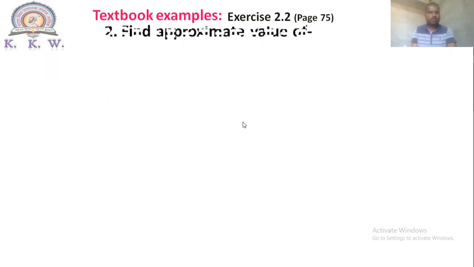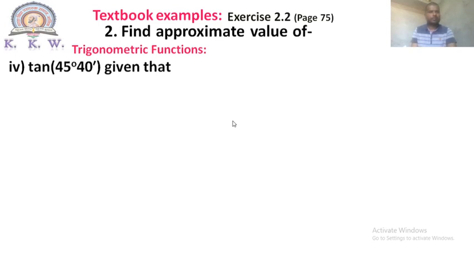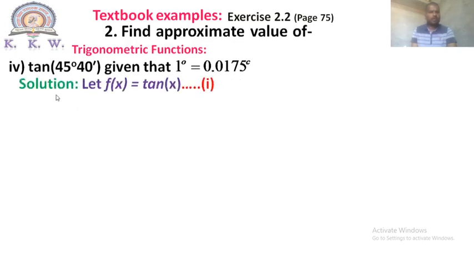Now the next example is: find the approximate value of tan 45 degree 40 minutes. Given that 1 degree is equal to 0.0175 radian. Now we define the function f of x. We have to calculate tan 45 degree 40 minute. Therefore, f of x is tan x.